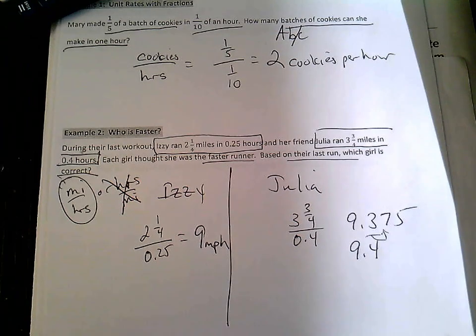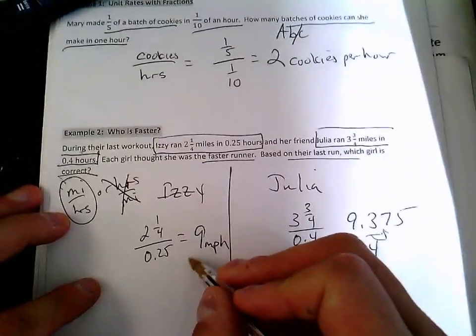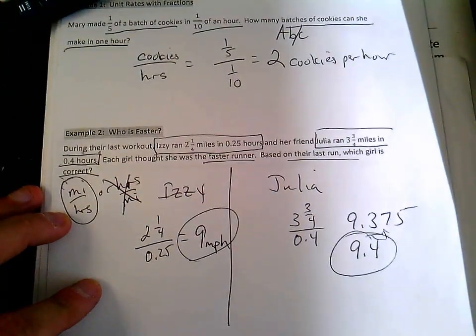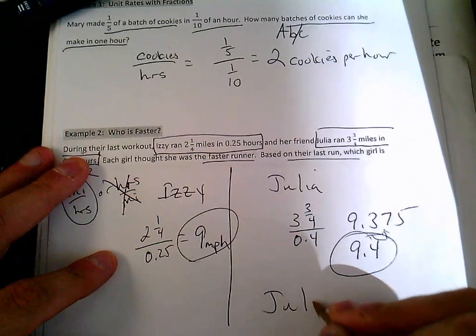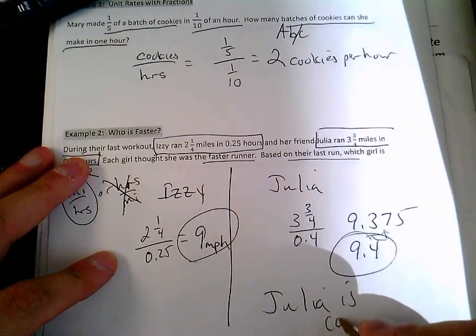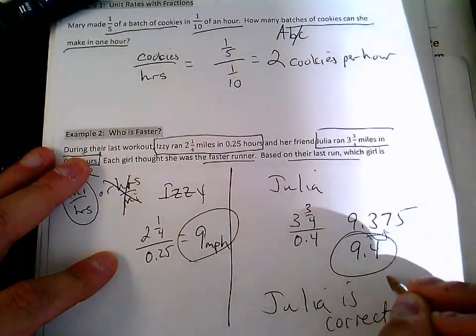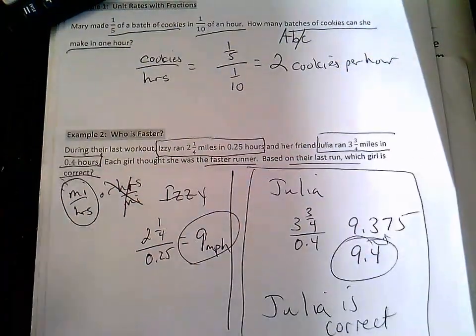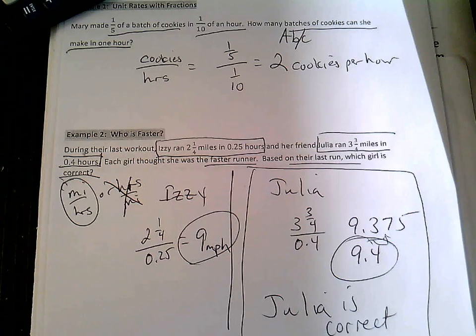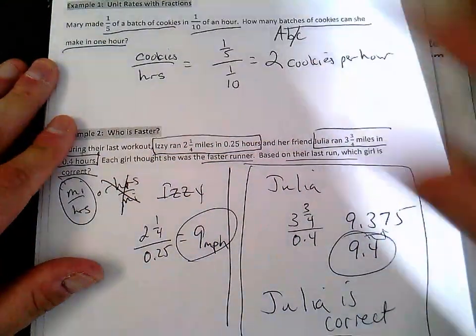Okay, so think of a treadmill. Have you ever been on a treadmill? On a treadmill, what's faster, 9 or 9.4? Hopefully you're thinking the 9.4. So Julia is correct because she is faster. The 9.4 is faster than the 9 point nothing. All right, so that leaves us with one more example.